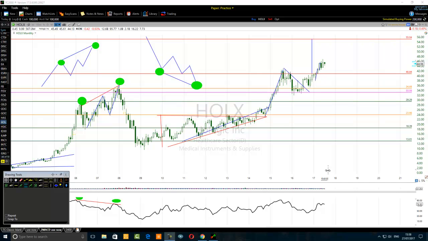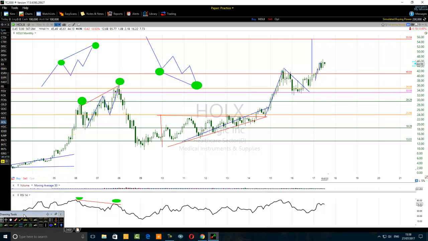Alright. I'm on the monthly chart, and the financial instrument that we are analyzing is Hologic Incorporated, EPIC HOLX, Hotel Oscar Lima X-ray. So here we can see that I have the RSI period 14 on my chart. You can see that the RSI displays a higher high here, followed by a lower high.